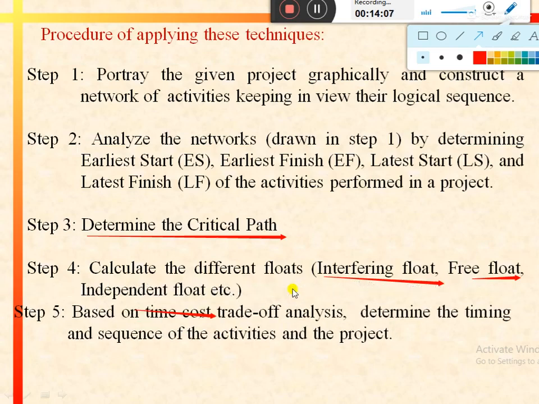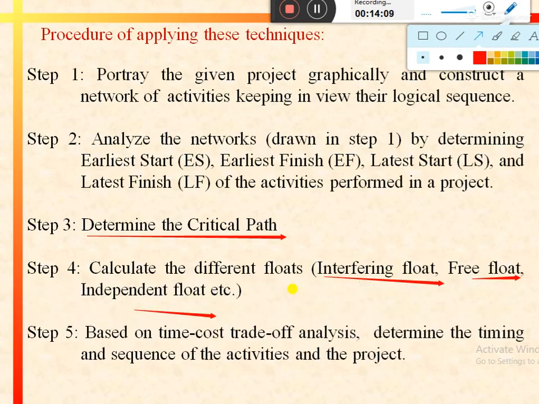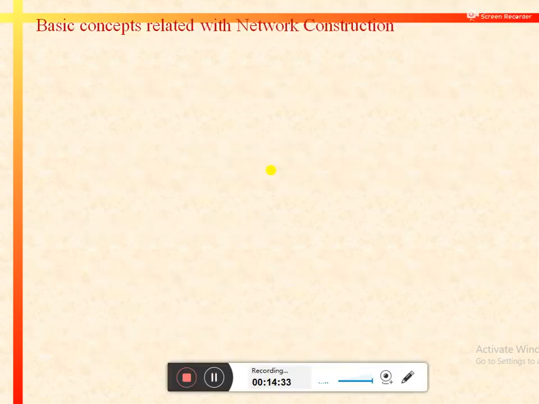And in last step, based on the time cost and trade-off analysis, we would determine the timing of starting of the project or of different activities and sequence of the activities and the project. So in this manner, we would follow this procedure to apply PERT and CPM techniques. So before moving ahead, we need to understand some basic concepts that are related with network construction. That is the step 1 to apply PERT or CPM technique.